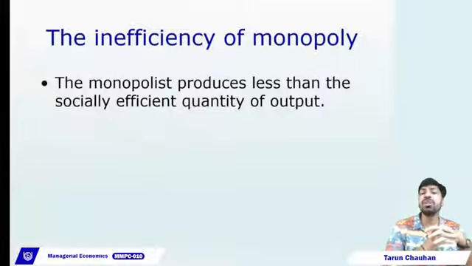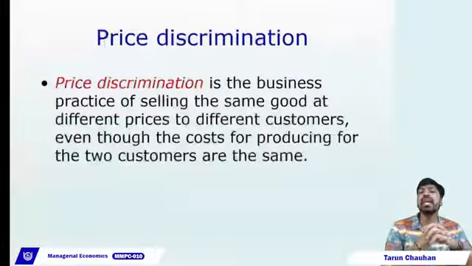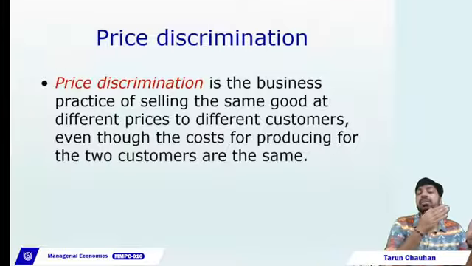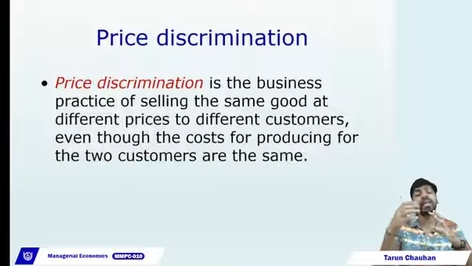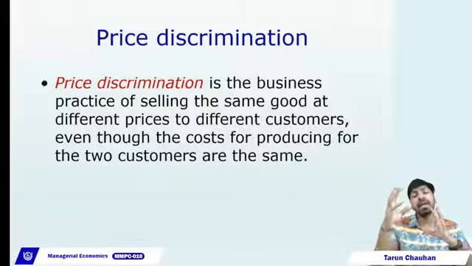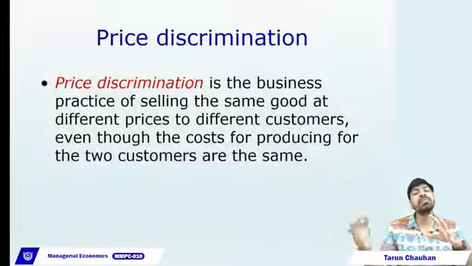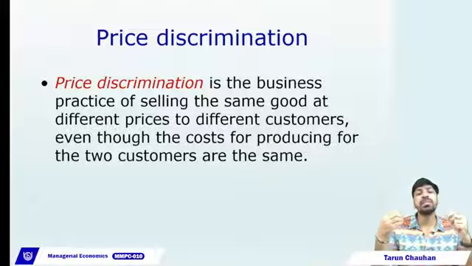Price discrimination is a practice of selling the same good at different prices to different consumers, even when the cost of producing for the two customers is the same. If a firm is charging different prices to different customers, that's called price discrimination, where the prices are discriminated by a firm charging different prices to different customers. So this is called a discrimination policy.